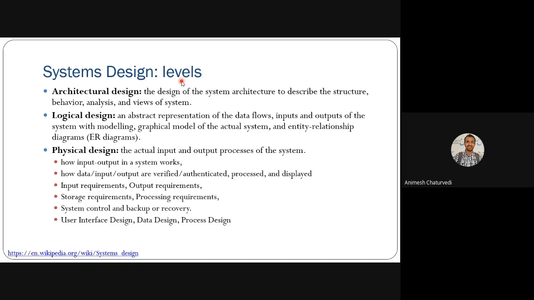Thereafter, the logical design part. So the logical part, like data flow, input and output, what is modeled. All these types of modeling you have to do in the logical design. So graphical modeling of the actual system, entity relationship diagrams. We'll see these entity relationship diagrams in detail, because we are talking so much about the entities and their relationships. Then we'll see about these models in the system modeling part of this coursework.